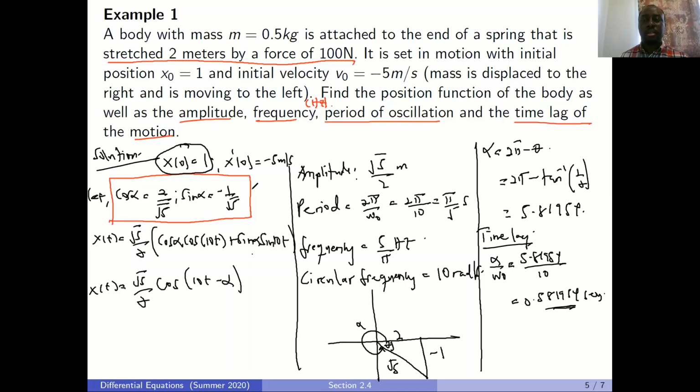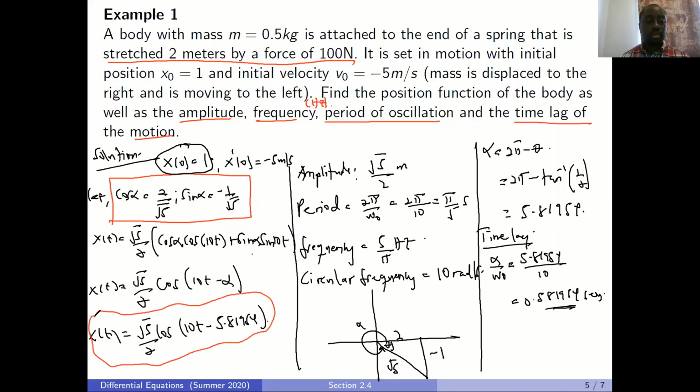And that's all the information that we want out of this problem. So you can write your particular solution. If you want to complete this, this is cosine of 10t minus alpha, where alpha is 5.81954. And that's it.